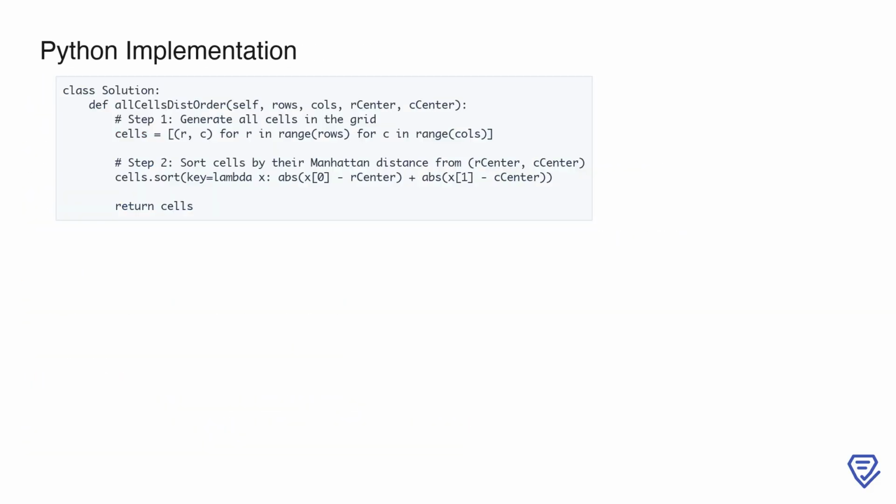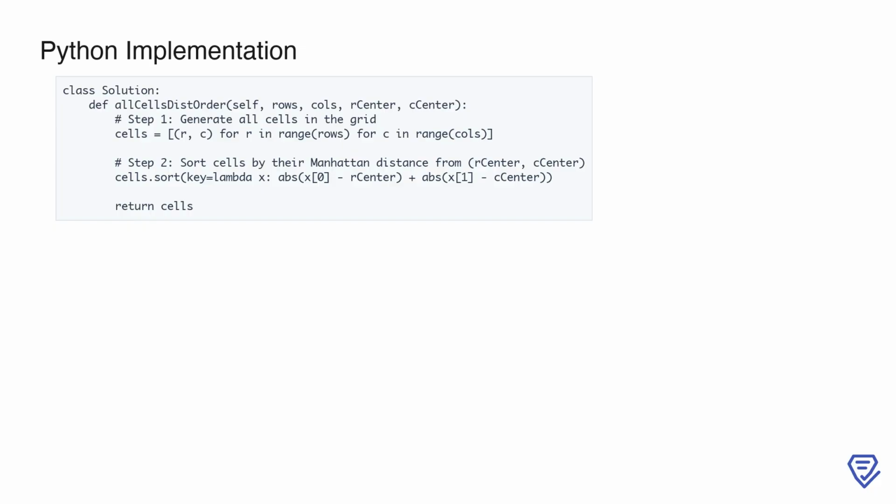This solution addresses the problem of returning all cells in a grid sorted by their Manhattan distance from a given center cell, (r_center, c_center). The Manhattan distance is calculated as |r1 - r2| + |c1 - c2|. The function allCellsDistOrder begins by generating all possible cell coordinates in the grid using a nested list comprehension. The outer loop iterates over all rows, 0 to rows - 1, and the inner loop iterates over all columns, 0 to cols - 1. Each cell is represented as a tuple, (r, c).